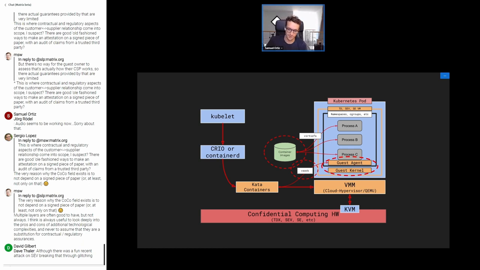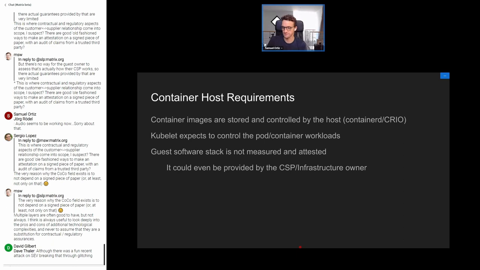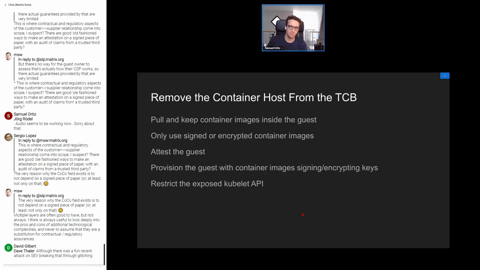So in order to really implement something that looks like confidential containers or confidential pods, we need to do a few things. We need to pull and keep the container images inside the guest. So it's a completely different model from what all the current Kubernetes deployments are assuming. We actually want to pull them inside the guest, not inside the host, so the host won't be able to see anything. We only want to use signed or encrypted container images. We want to attest the guest.